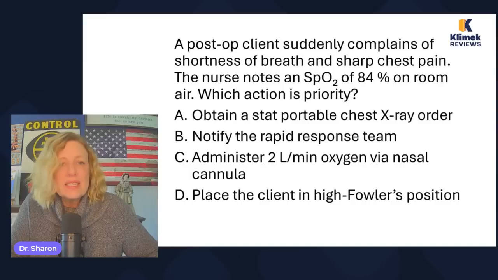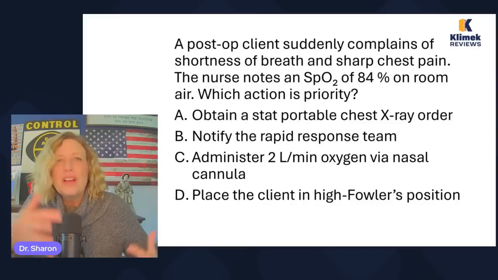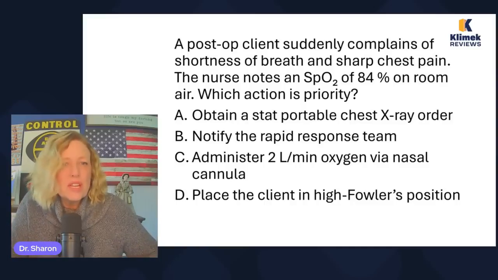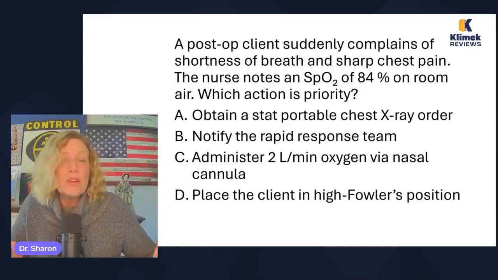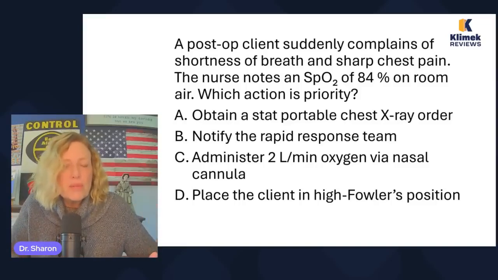A post-op client suddenly complains of shortness of breath and sharp chest pain. See, they even give you the classic signs and symptoms when they want you to know it's a pulmonary embolism. The nurse notes an SpO2 of 84% on room air. Which action is priority? So I'm thinking pulmonary embolism, but they're also extremely hypoxic. Obtain a stat portable x-ray, notify the rapid response team, administer 2 liters oxygen, place the client in high Fowler's.